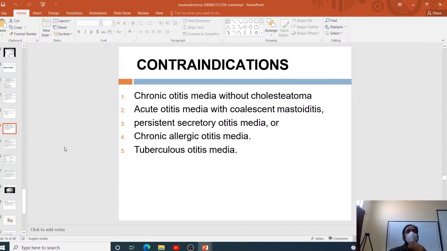And the contraindications for mastoidectomy are chronic otitis media without cholesteatoma, acute otitis media with coalescent mastoiditis, persistent secretory otitis media or chronic allergic otitis media, and tuberculosis otitis media. These are the contraindications of mastoidectomy.